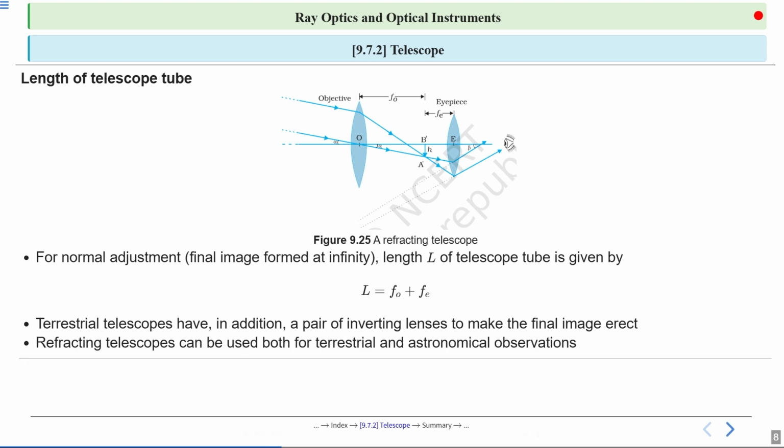Refracting telescopes are versatile and can be used for both terrestrial and astronomical observations. This dual functionality makes them valuable tools for a wide range of applications, from staring into space to bird watching.